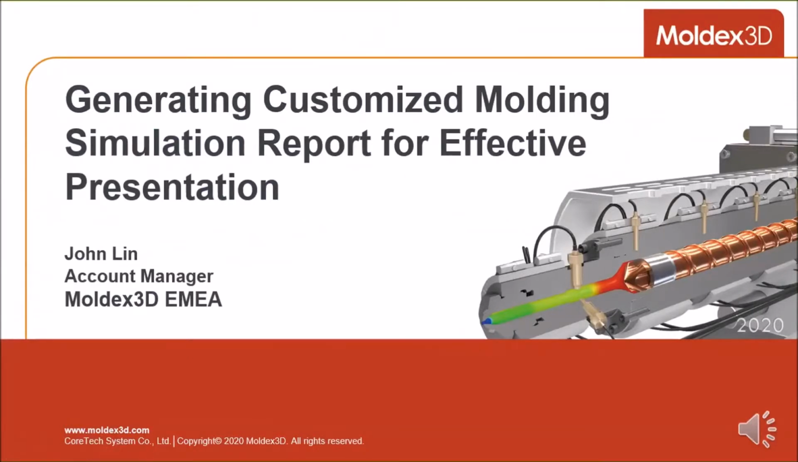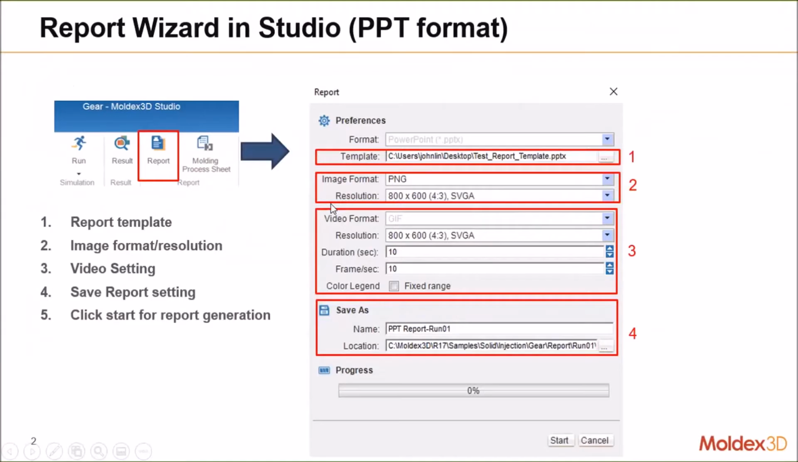Today I would like to share how to create a customized template for the report. First, in Studio, we can find the report wizard to create the report, which in the home page is just nearby the result icon. You can find the icon named report. And click this one.